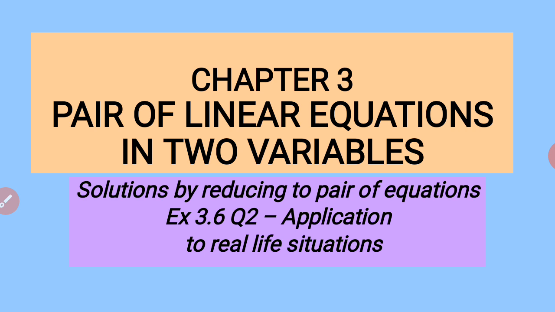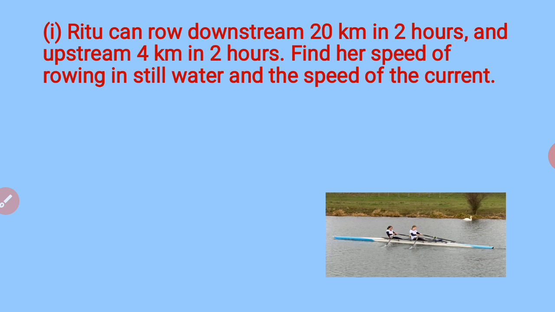In the given questions, you will see that all of these are actually real life situations. Let us see how to deal with them using the concept of mathematics that you have already studied. Now, the very first question here is flashed on your screen. It is Ritu can row downstream 20 kilometers in 2 hours and upstream 4 kilometers in 2 hours. Find her speed of rowing in still water and the speed of the current.